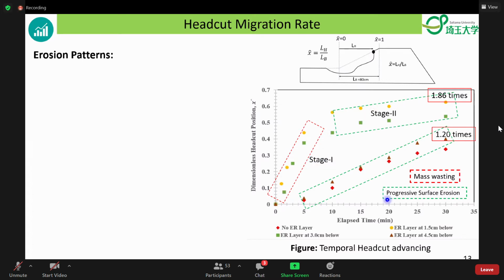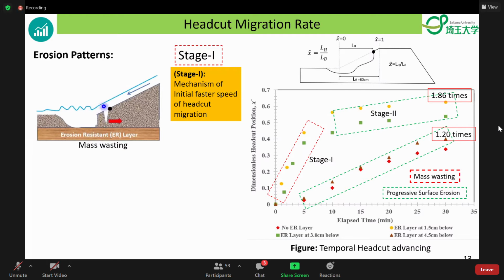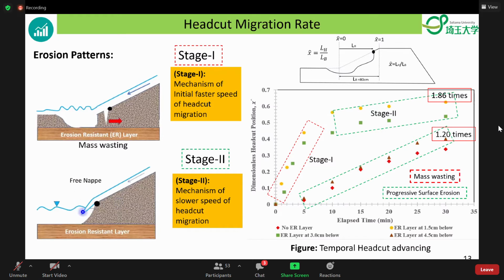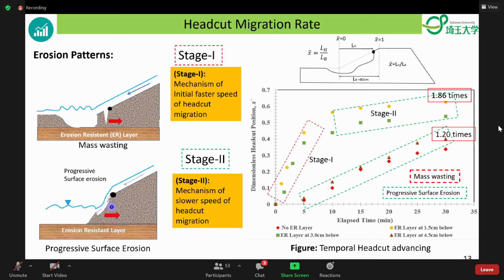The faster speed is due to the mass wasting phenomenon, and the second stage is due to the progressive surface erosion phenomenon. Here, the mass wasting phenomenon is shown schematically. A hydraulic jump takes place, and then the soil collapses down. In the second stage, a free nappe forms, and this nappe is deflected by the surface erosion, and then progressive surface erosion takes place. This process continues to repeat. For the erosion resistant layer at 4.5 and no erosion resistant layer, we observe a similar rate throughout the experiment, governed only by progressive surface erosion.